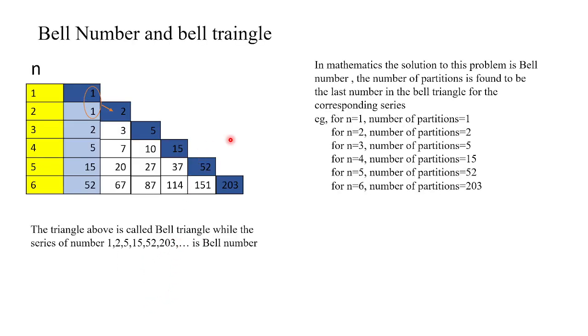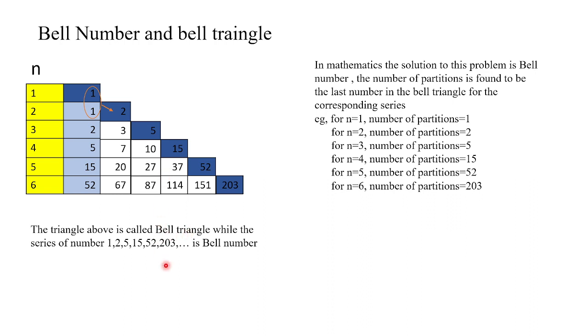Next, we answer how the number of partitions is determined, and this we can do with the help of the Bell number series, which comes from mathematics. If n equals 1, there is one way of partition. If n equals 2, there are two ways. If n equals 3, there are five ways. If n equals 4, there are 15 ways of partition. Similarly, for 5 it's 52, and for 6 it's 203.